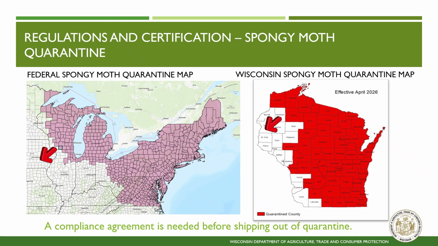The map on the left shows the shaded counties quarantined for spongy moth in the United States. The map on the right shows the quarantine counties in Wisconsin in red, with Greene and Sawyer County most recently added in 2026. Although spongy moth has been detected in every county in Wisconsin, populations are not considered established in the unquarantined western county.